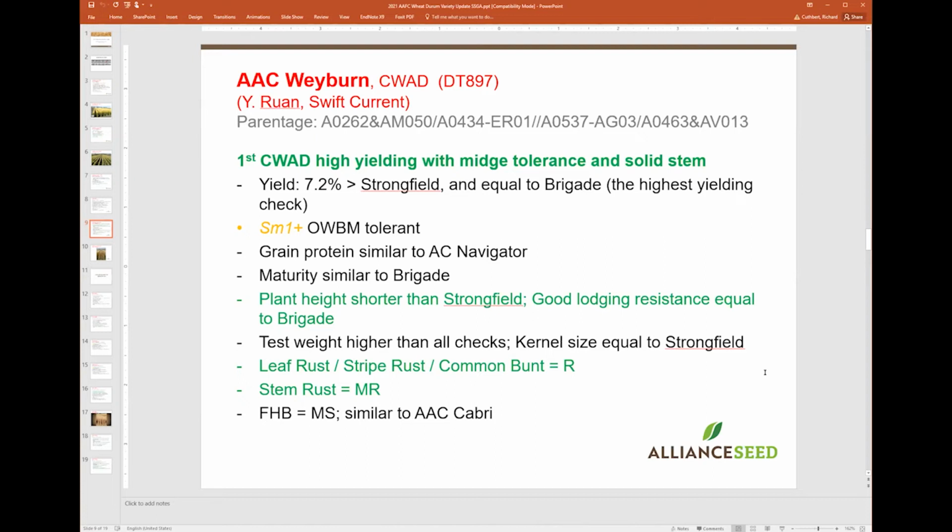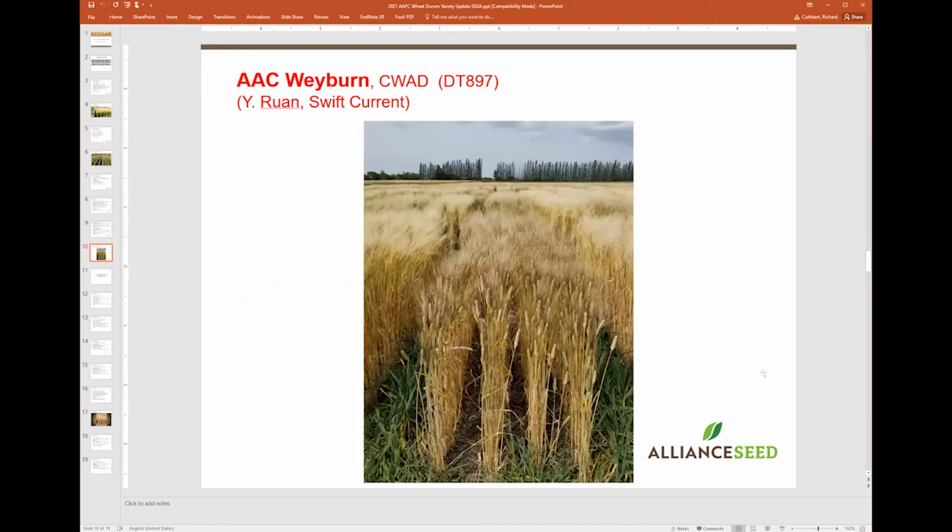So again, a strong disease package here with leaf rust, stripe rust, common bunt being resistant, stem rust being moderately resistant. The FHB is MS. We know FHB has been a struggle in the Durhams. That's similar to Carberry. So it's a nice looking line. There's a picture of it here, a little shorter than Strongfield, and the straw isn't too bad, and a nice combination of traits.